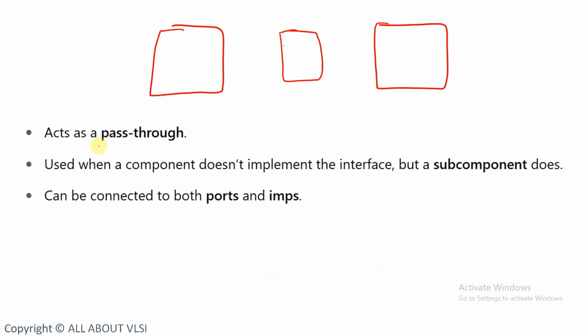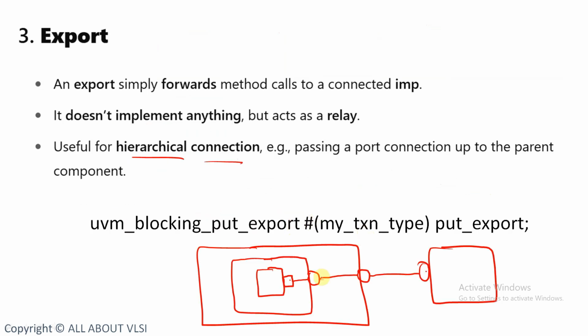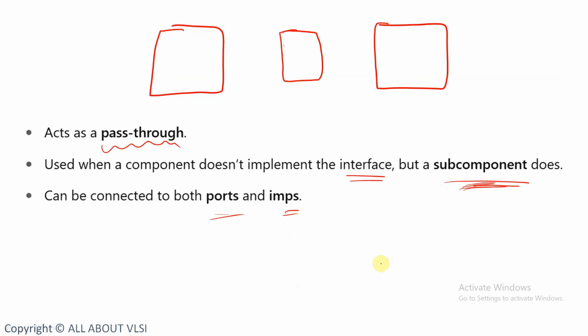Basically, these exports are used as pass-throughs, and they are used when a component doesn't implement the interface but a subcomponent does. This can be connected to both ports and implementation ports. You can connect an export to a port as well as to an implementation port.